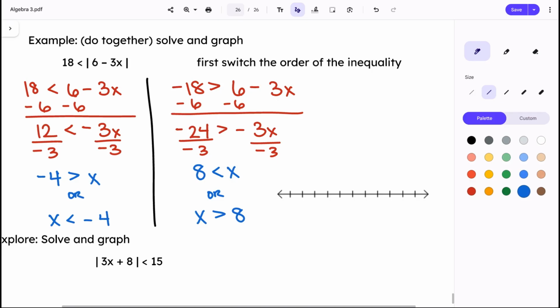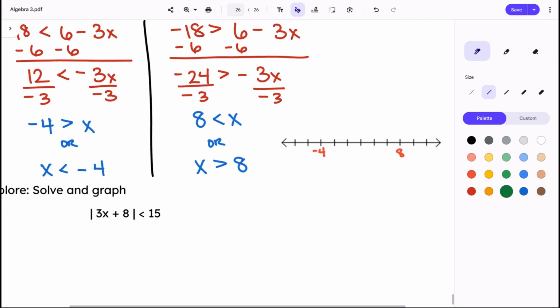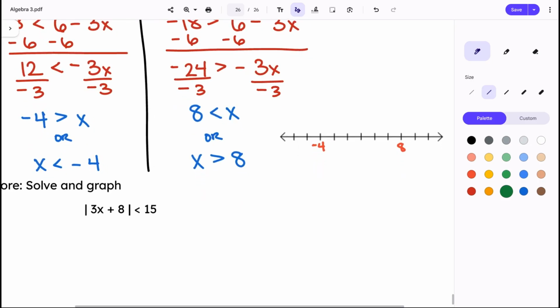So now let's put this on the number line. We need a negative 4 and we need an 8. I don't know if we have enough space for all that, so it doesn't really matter. I'm just going to put negative 4 here, and I'm going to say 8's over here. Do I have parentheses or brackets at these numbers? Parentheses at both of them?